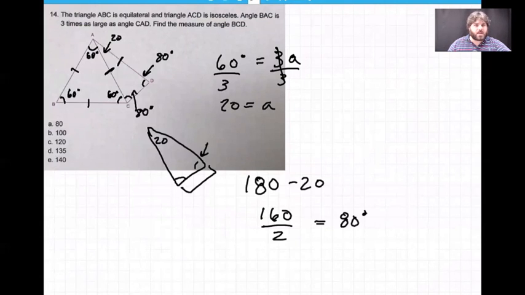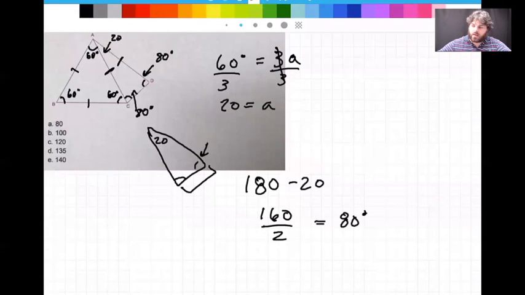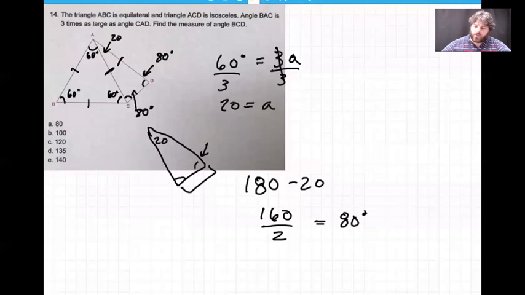Now what does the question say? Find the measure of BCD. Well, BCD goes from B to C to D. That's this angle here. Well, there's a 60-degree section and an 80-degree section. When you add those two together, you get answer choice E, 140 degrees. Okay, a lot to that problem, but it's doable.